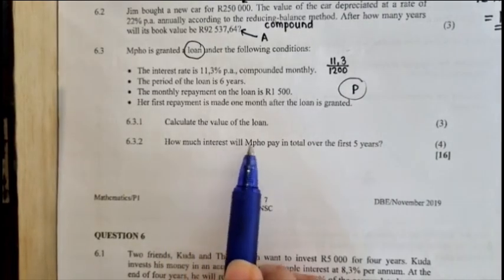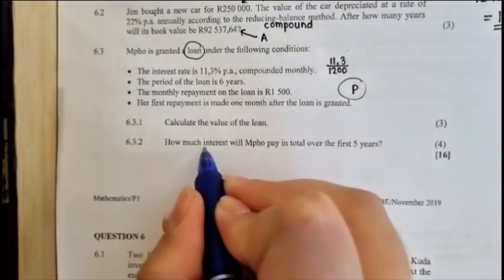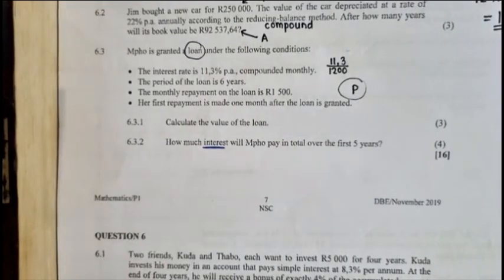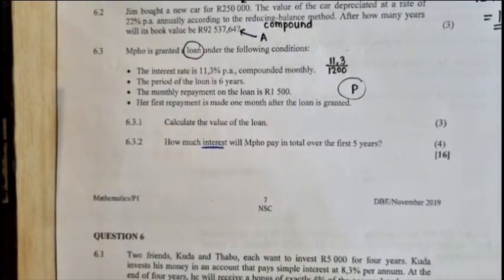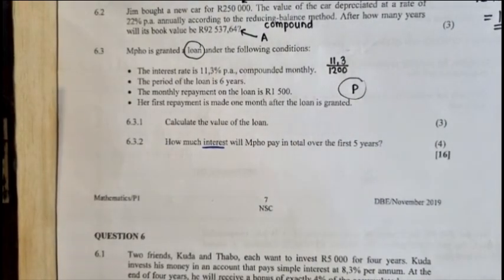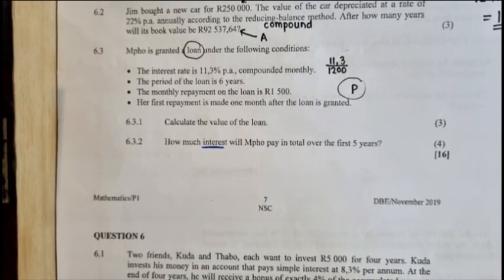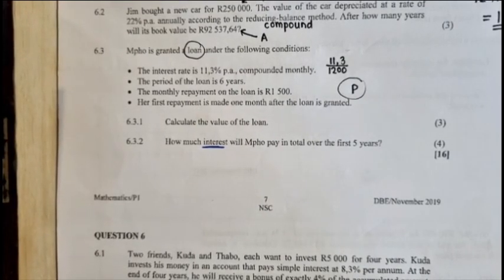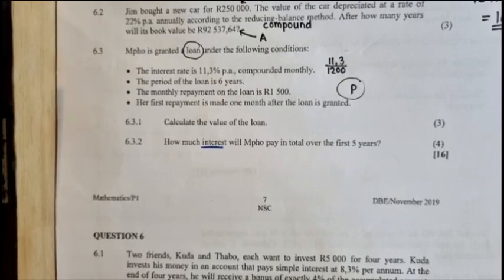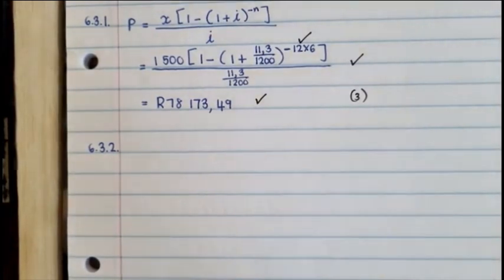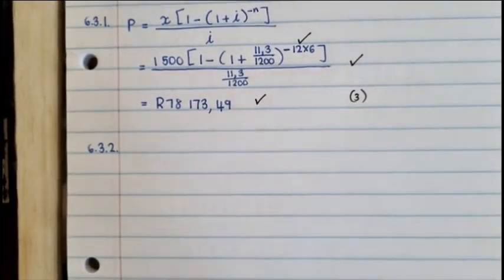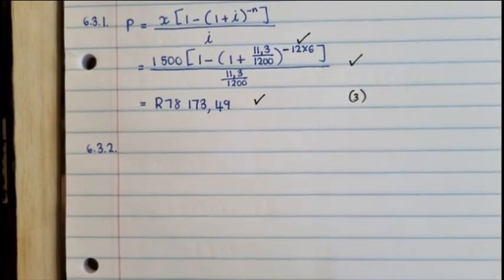So how much interest will she pay in total over the first 5 years? They're asking how much interest. They're not asking how much will she pay. They're asking how much of what she is paying is actually interest, as opposed to the loan that is being paid back. Because when you take a loan out, they charge you interest, and when you are making your payments every month, those payments will include a portion of the actual loan that you're paying back. So a portion of the 78,000 Rand, and then the rest will actually be interest. So they're asking us over the first 5 years, how much of what she's paying is interest.